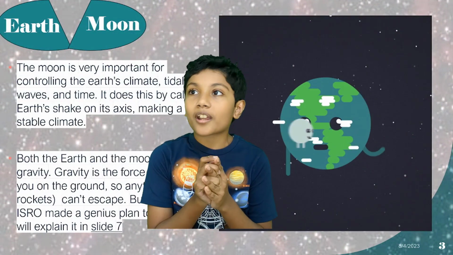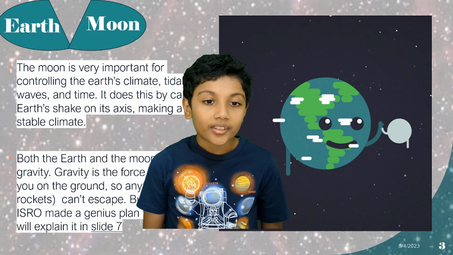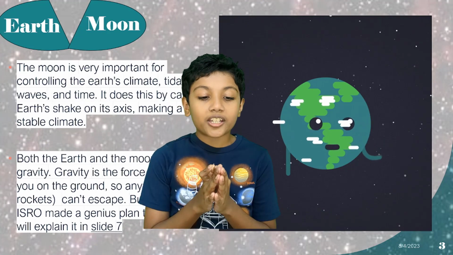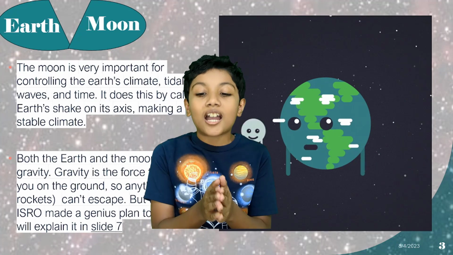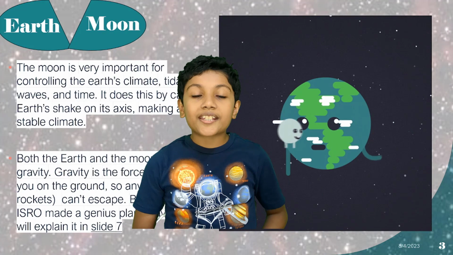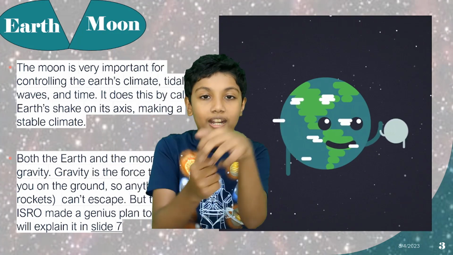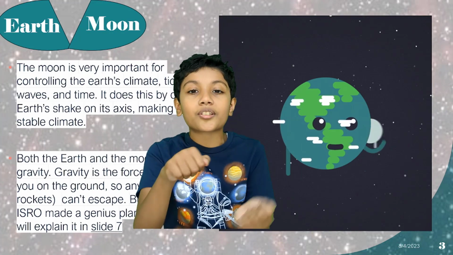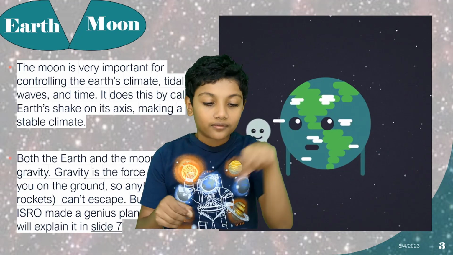So, you all know the moon, right? It's shining very bright in the night sky. And it also plays a vital role in Earth's climate. It controls the Earth's climate, tidal waves, and even its time by making it rotate slower. And it does this by calming the Earth's shake. So the Earth shakes on its axis a little bit, and to reduce that, the moon uses its gravity.